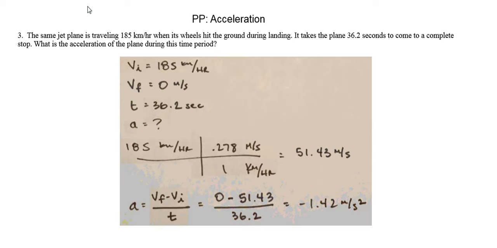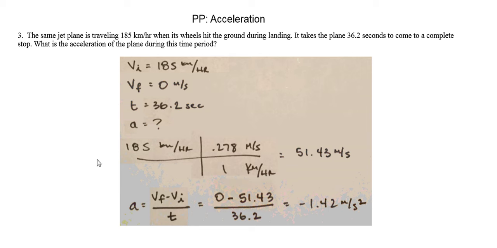Next one, acceleration. A jet plane traveling 185 kilometers per hour is landing. It takes 36.2 seconds to come to a complete stop. What is the acceleration? So again, this 185 kilometers per hour is not an average velocity over this whole period of time. It's an initial velocity at the beginning of the time period. It's going to stop, so its final velocity is 0 meters per second. The time is 36.2. We want to know the acceleration.